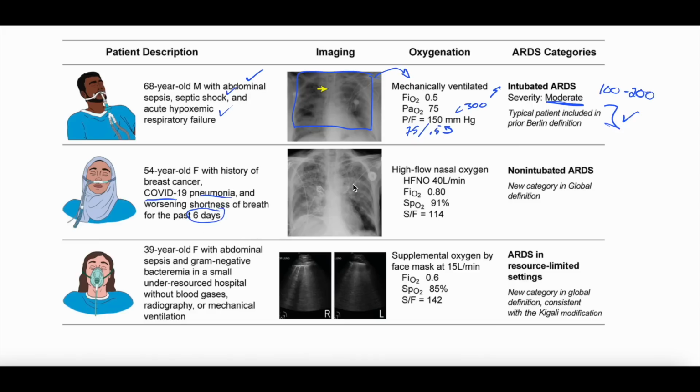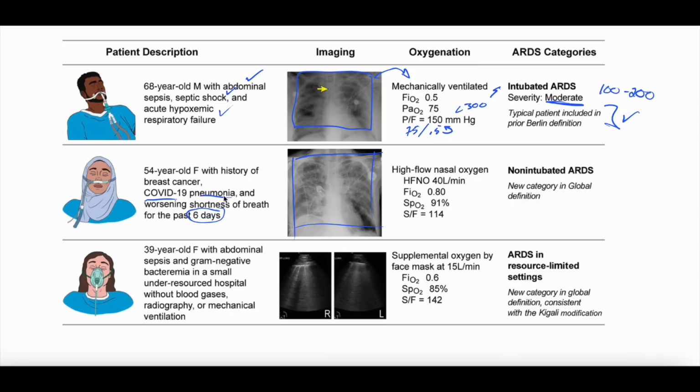They're giving us some hints here. Here's a chest x-ray. See all these white fluffy infiltrates on both sides? Right? Bilateral patchy infiltrates. They're on high flow nasal oxygen with a liter flow rate of 30 liters per minute, FiO2 of 0.8, SpO2 of 91%. Is this consistent with ARDS by the new global definition?